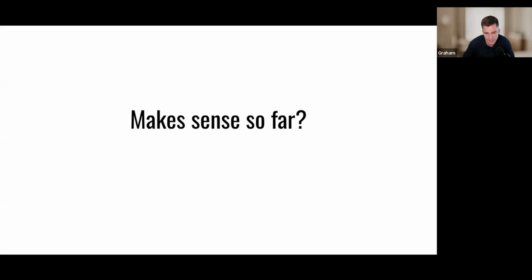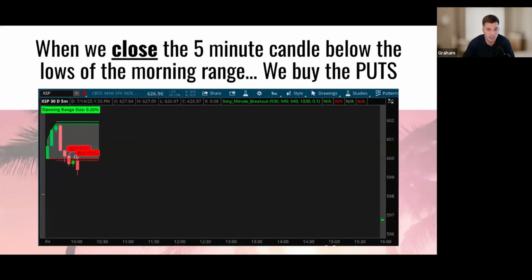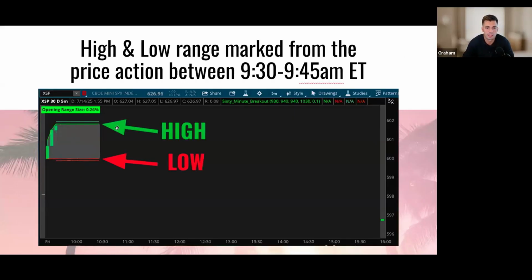Why do I include the wick and not the body? Our opening range technically includes both the wick and the body for the high and low price. It's just the total, the max high and max low of the range.